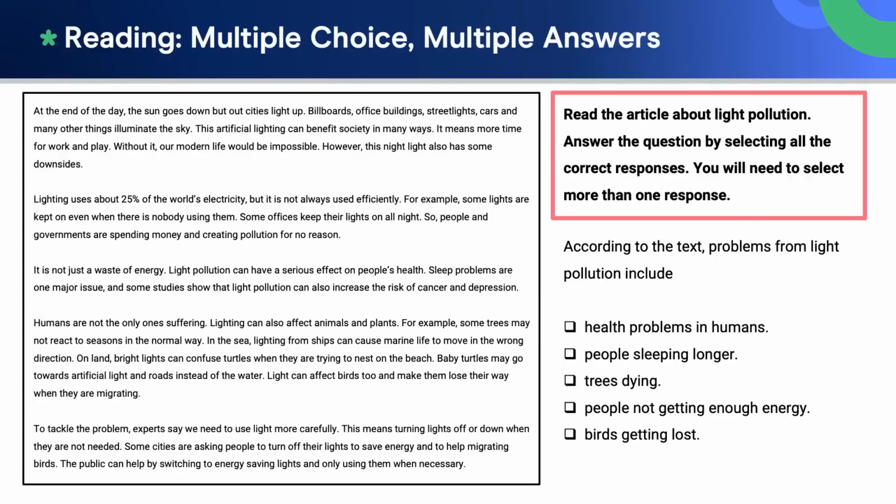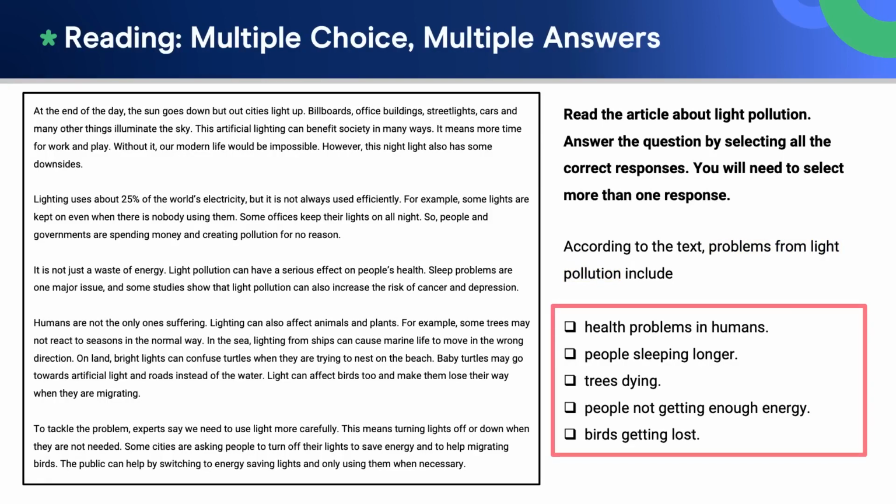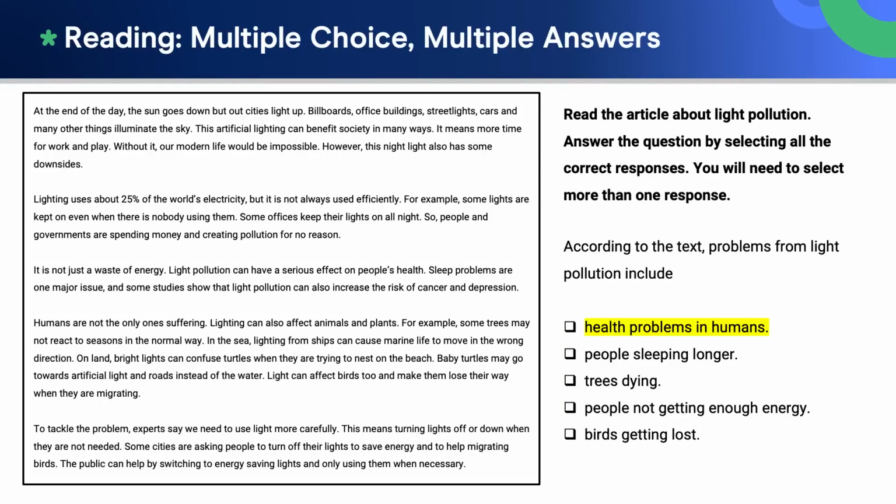Okay, we know from the instructions that the topic is light pollution. And we know from the question that we need to find the problems with light pollution based on what's in the text. There are 5 possible problems in the options list, and we know that more than one is correct. So the first option says, health problems in humans. So you need to look for information in the text about health problems and about humans or people. If you look at this paragraph, it says something about people spending money and creating pollution, but it doesn't say anything about health. You need to keep looking.